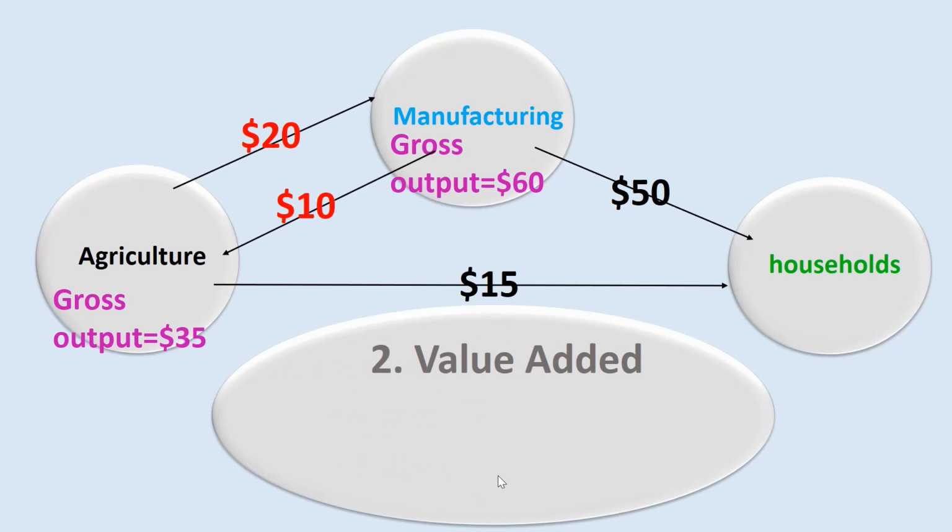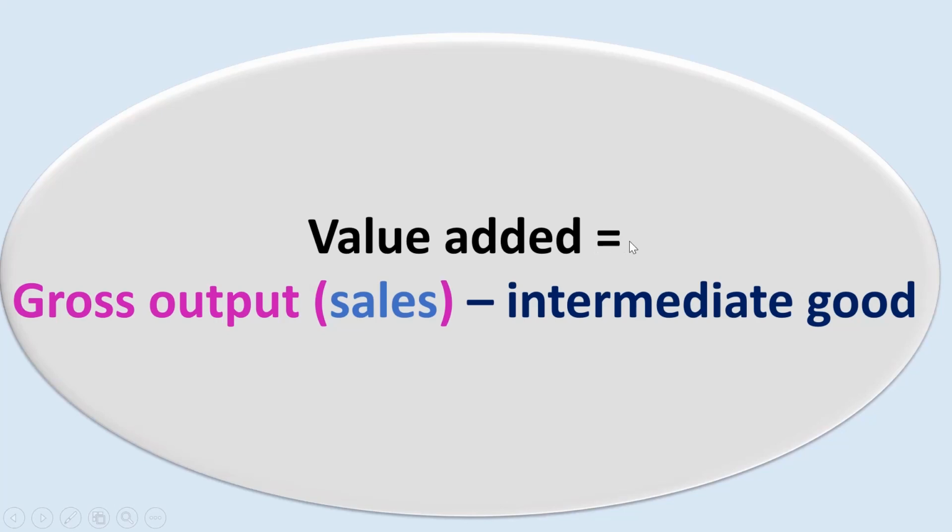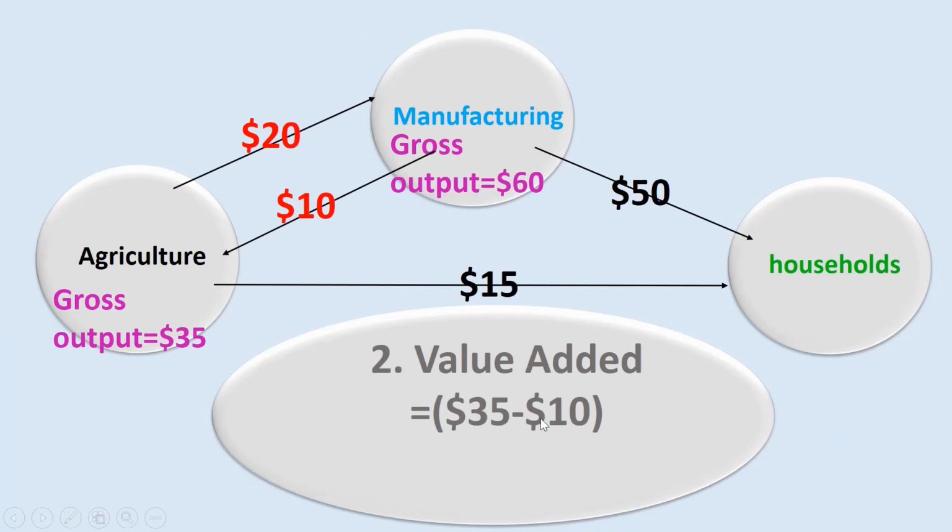Now let's move on to the value added method. So that's the second method. And when we talk about the value added, it is simply the difference between gross output or sales and intermediate goods. So when we pick our gross output or our sales, the value, and we subtract the value of intermediate good, the answer is our value added. So to use the value added method, you go to each sector, you use this formula to find the value added, and at the end of the day, you sum all the value added for all sectors to get your GDP.